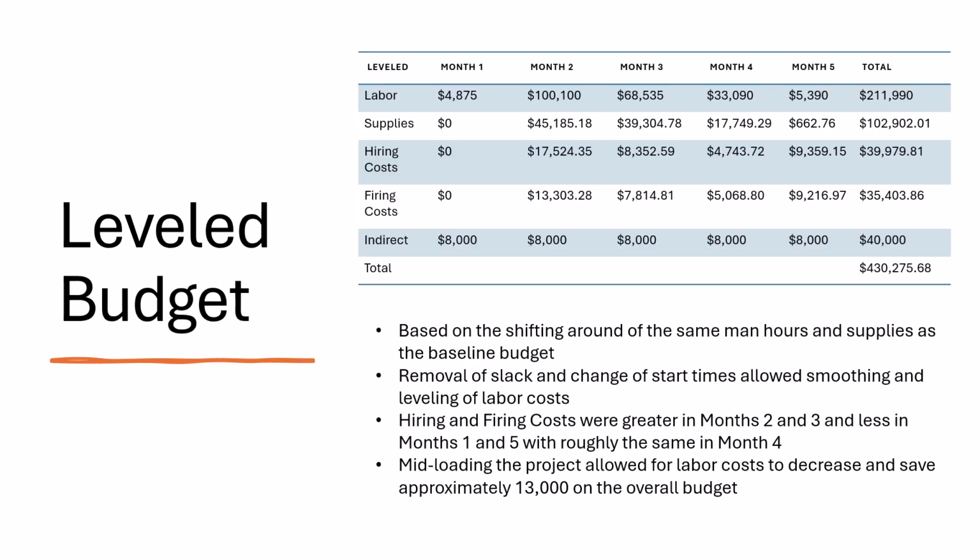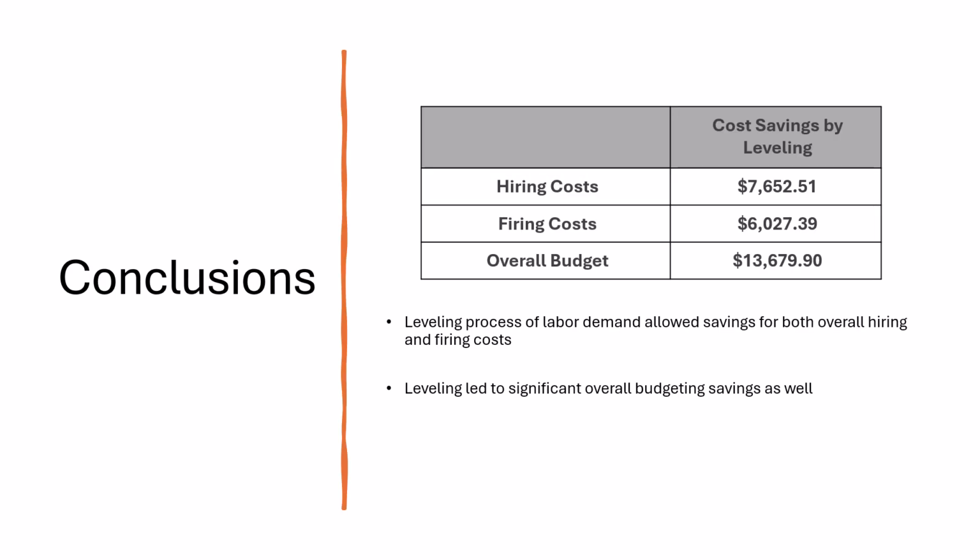Based on the leveled labor demands, a leveled budget was created using the same hiring and firing costs as proposed in the previous assignment. The key takeaways here are that the total labor and supply costs remain unchanged, as the only tool utilized was shifting the labor around, not changing the required labor or supplies. In conducting the leveling, mid-loading the project was seen to save significant totals in hiring and firing costs, as well as overall budget. In conclusion, the leveling process of the resource demand, while it tightens the schedule and allows for less slack in subsystem activities, allowed for significant savings in costs.